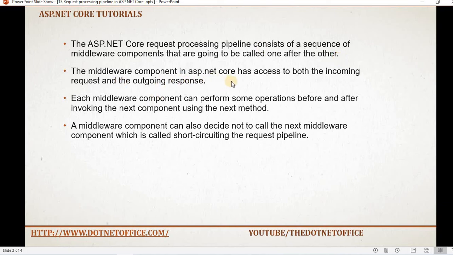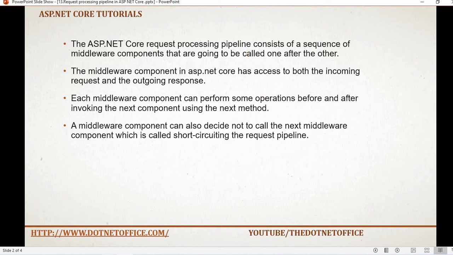The middleware component in ASP.NET Core has access to both the incoming request and the outgoing response. That we are going to see in this tutorial. Each middleware component can perform some operation before and after invoking the next component using the next method. We will see that next method as well. A middleware component can also decide not to call the next middleware component, which is called short circuiting the request pipeline. So these are the main topics which we are going to cover, and this is the key point that is done by the middleware of ASP.NET Core.